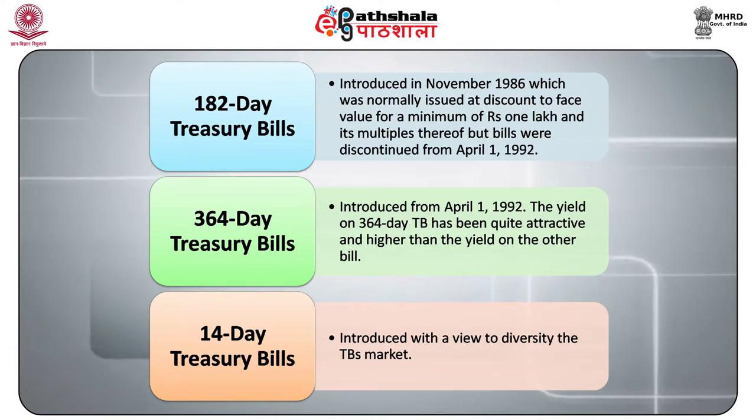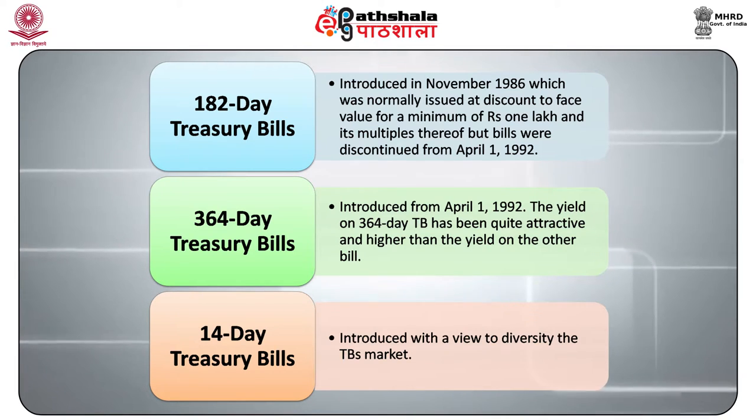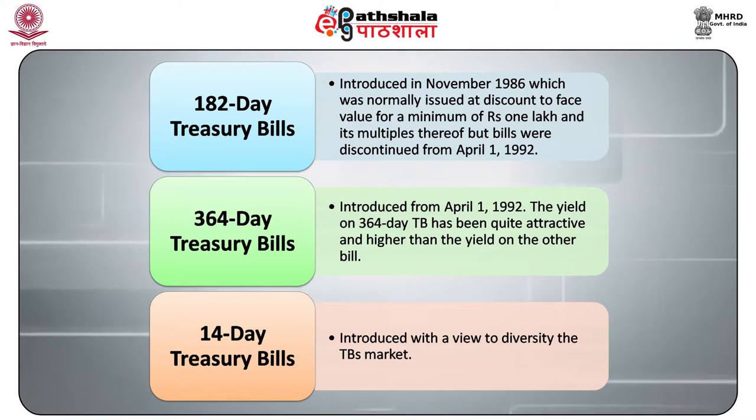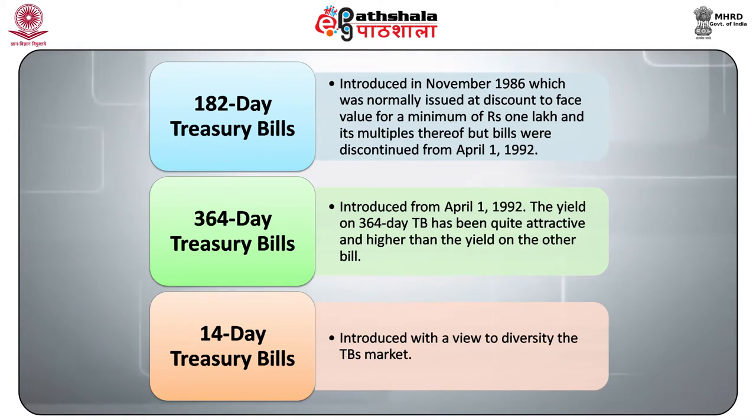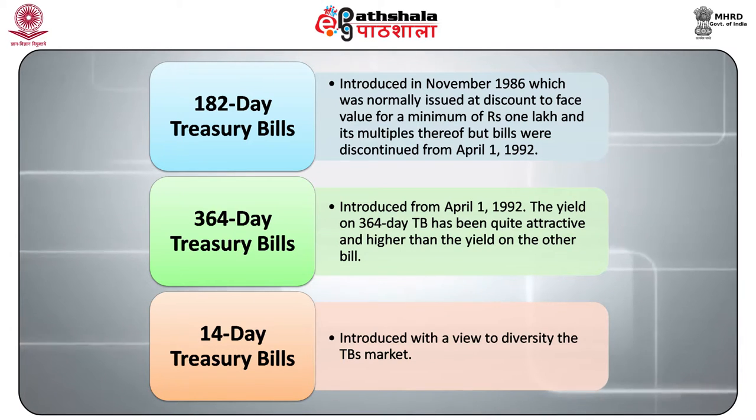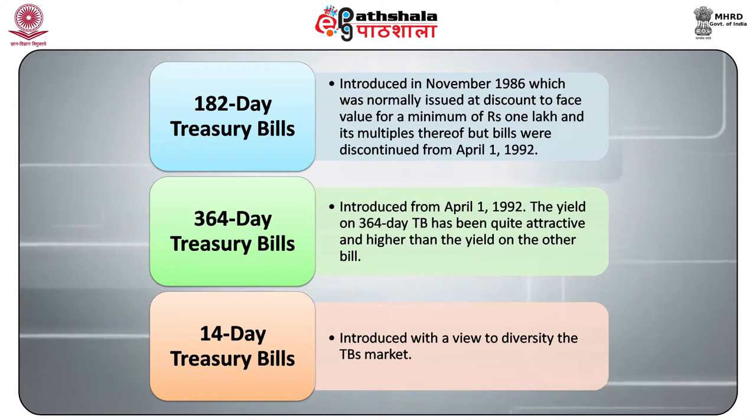Next is 182-day treasury bills, introduced in November 1986, which was normally issued at discount to face value for a minimum of ₹1 lakh and its multiples thereof, but the bills were discontinued from April 1, 1992. Next, 364-day treasury bills were introduced from April 1, 1992. The yield on 364-day treasury bill has been quite attractive and higher than the yield on the other bills.